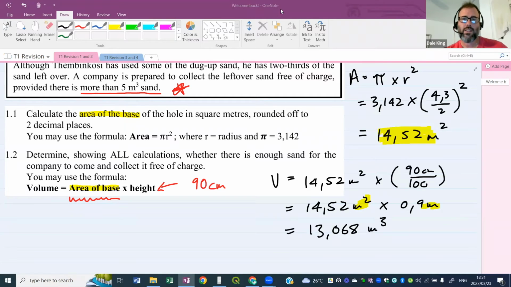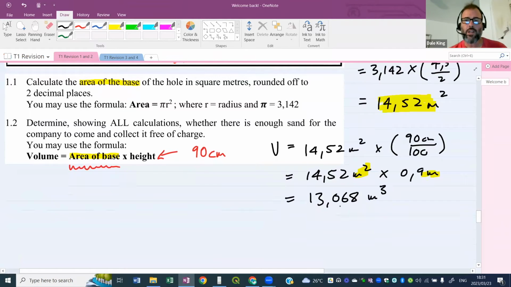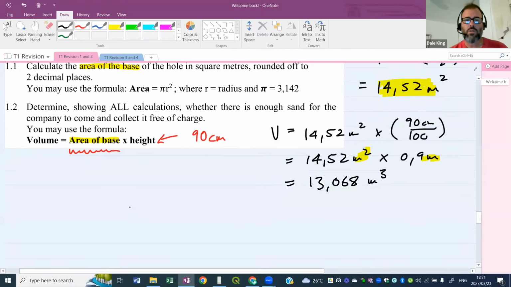Yeah, the final, that's it, Dave. The final answer. Okay. So now this 13,068 is not the final answer because we still have to work out 2/3 of this. All right. So this is all the sand that came out the hole, but Dave isn't trying to get rid of all the sand. He's trying to get rid of 2/3 of it. Okay. So let's work out 2/3 of this.